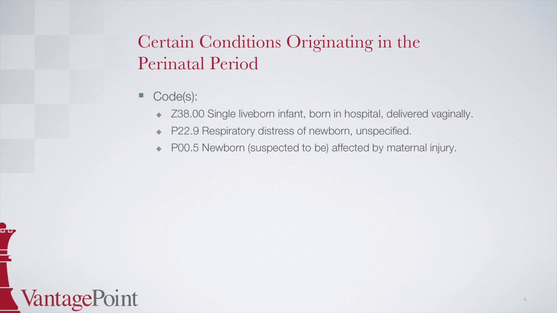The last code is P00.5, newborn suspected to be affected by maternal injury. To locate this code, start at newborn in the alphabetic index, then find the phrase affected by with suspected to be in parentheses next to it, and indented below this, see maternal.